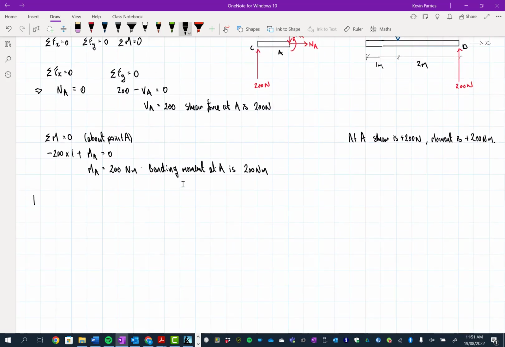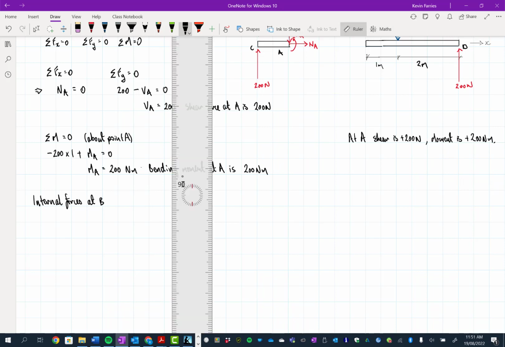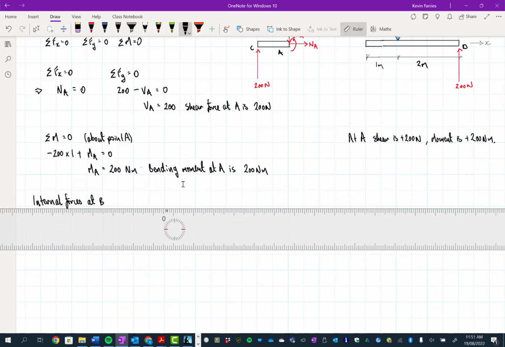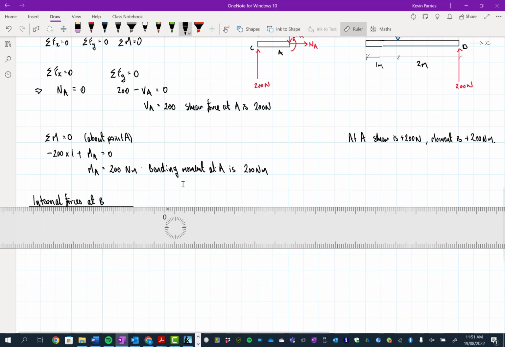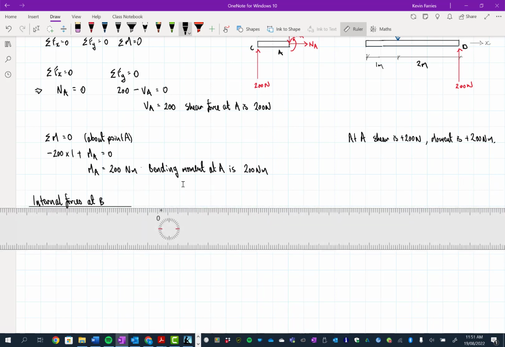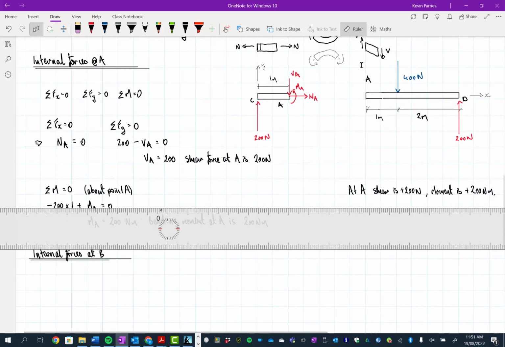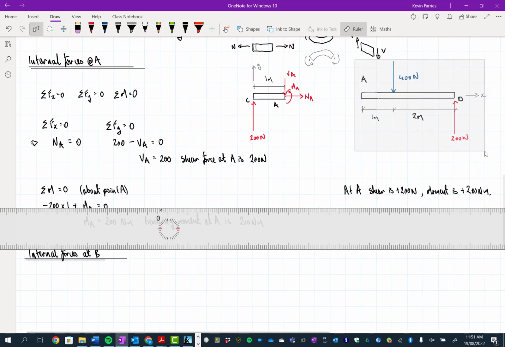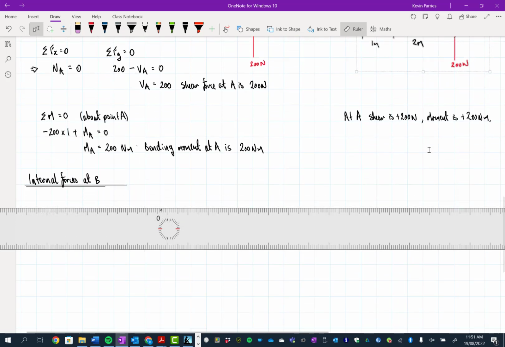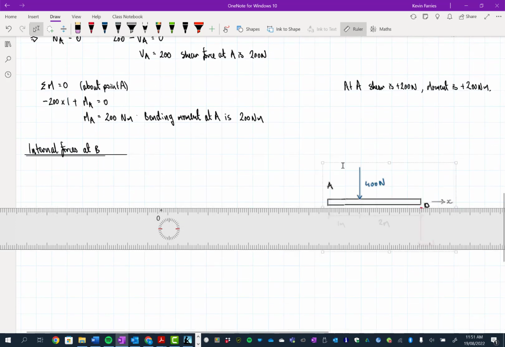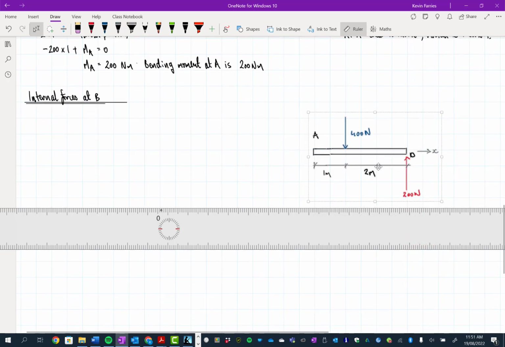What I'll show you now is just what happens if you do it with the other side. So internal forces at B. So what I might do is just grab this. I'll not grab the whole thing, I'll just grab this one. Oh, it's not at B at all, it's at A again. It's going to be a long example. So it's A from the other side.